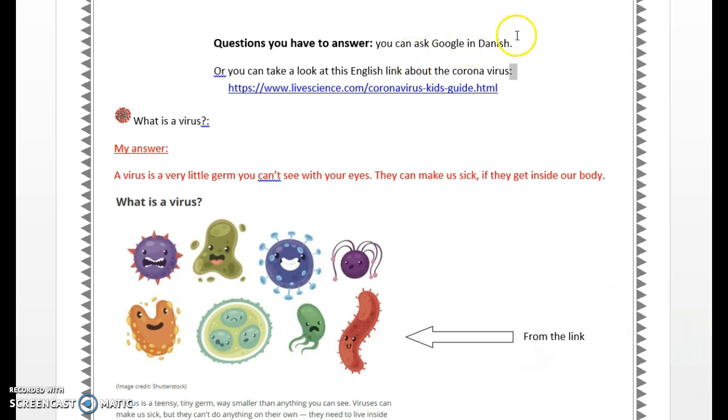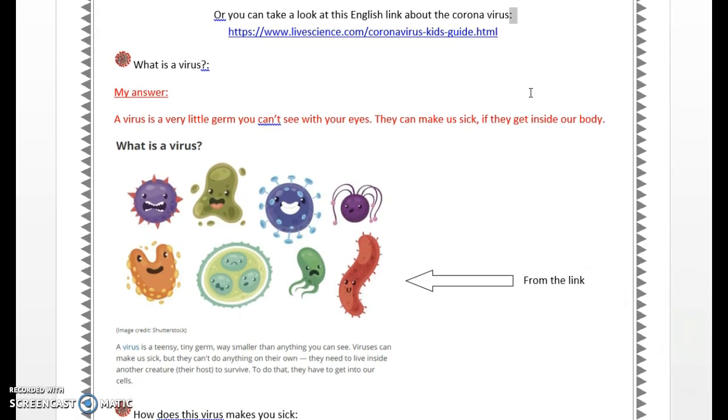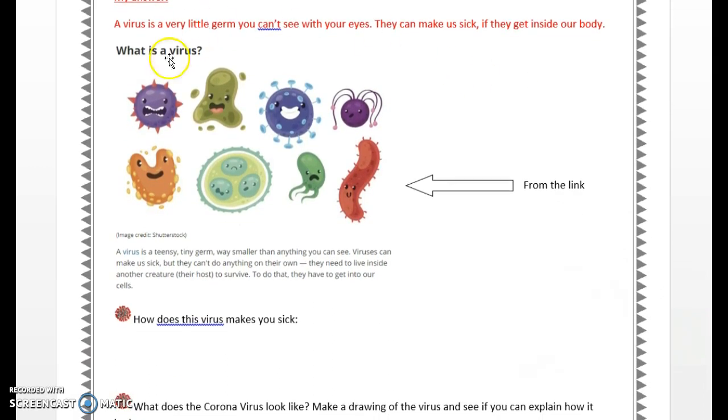You can ask Google in Danish if you don't know what a virus is. You can ask in Danish, "Hvad er et virus?" Or if you like to read English, you can take a look at this link just right here. You just press it and it will lead you to an English web page where they explain what a coronavirus is for kids, so it's easier to make any sense of.